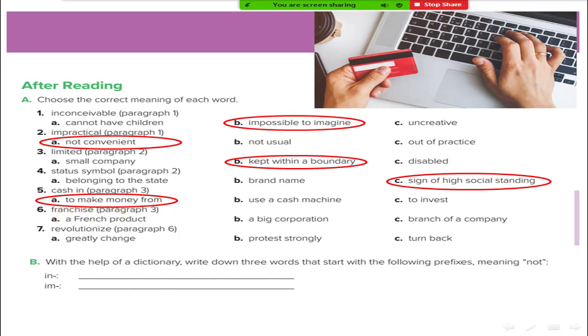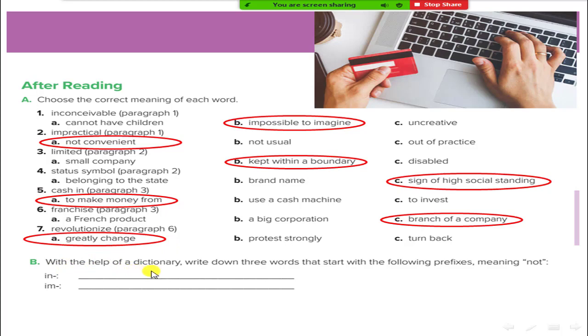And number 6, franchise in paragraph 3. Okay, Muhammad Radwan. Franchise means a branch of a company. Yes, a branch of a company. And the last one, revolutionize, paragraph 6. Okay, Ayman. Greatly change. Yes, greatly change. يحدث ثورة.